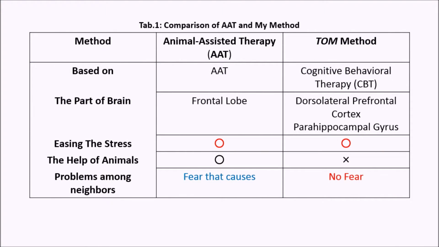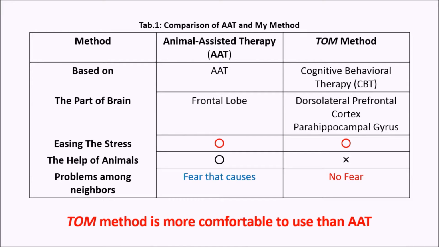Please look at this table, which shows some elements of both methods, AAT and Tom methods. Compared with AAT, there is no fear that Tom method causes problems among neighbors because CBT doesn't require the assistance of animals. As a result, it can be said that Tom method is more comfortable to use than AAT. I show that Tom method is more comfortable to use, so from now, I'd like to generalize Tom method.